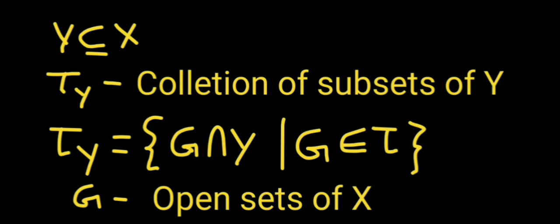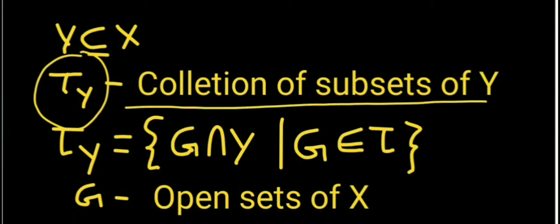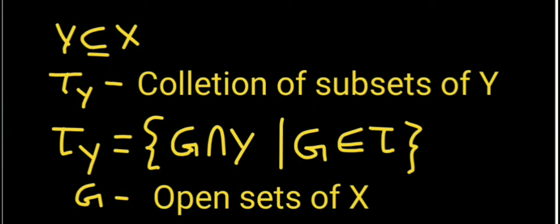So, let us start. If Y is a subset of X and tau Y is the collection of subsets of Y. As we have seen before when we were discussing topology on the set X, we have chosen the collection of subsets of X, or you can say it was the collection of subsets from the power set of X. That is the collection of all subsets of the set X. So here we will be dealing with the collection of subsets of Y. And these are the subsets like G intersection Y. It means that tau Y, which will be known as the topology on the set Y, will contain the elements like G intersection Y.